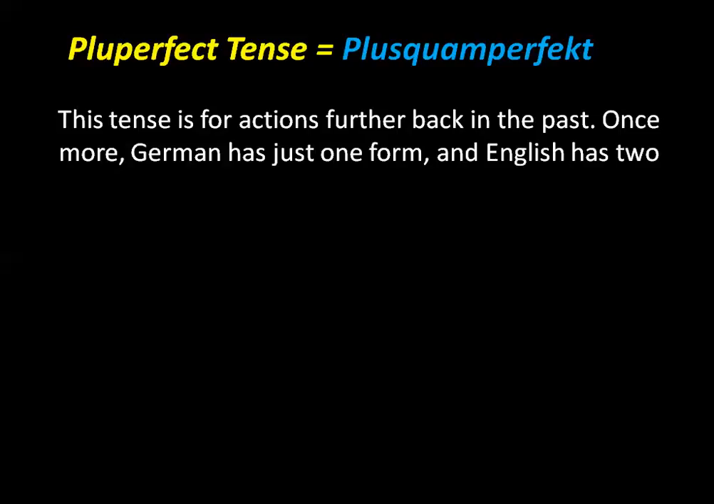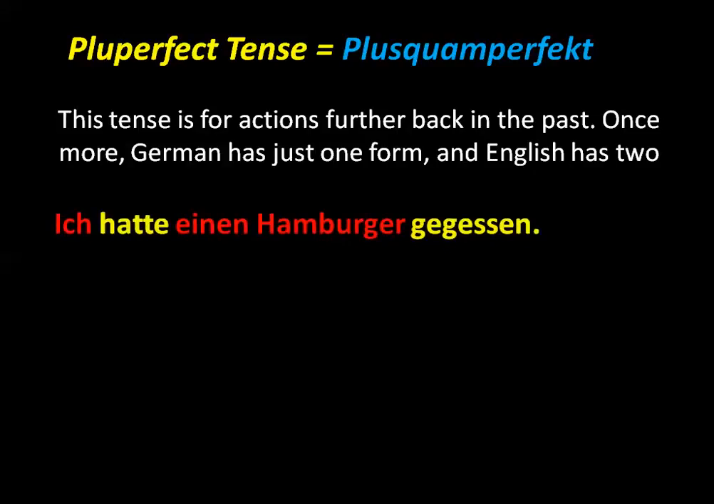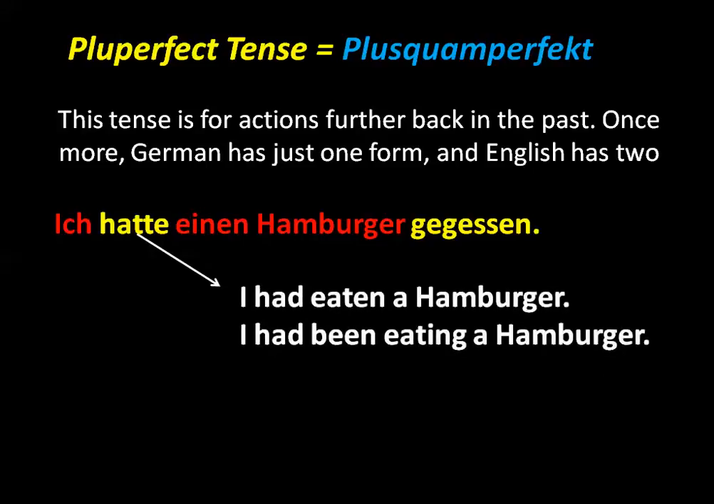The pluperfect or Plusquamperfekt in German is for actions further back in the past. Once more, German has just one form, English has two. Here you're going to see the helping verb in German be in the past tense, so it'll be hatte or war, which is a form of the past tense of sein. And then in English, we could say had. We mostly just say had. I had eaten a hamburger, or I had been eating a hamburger.